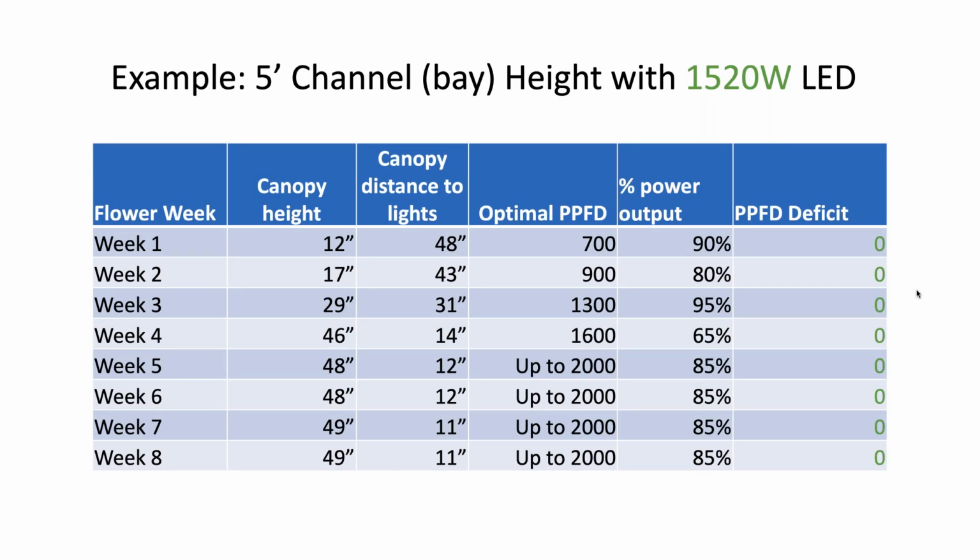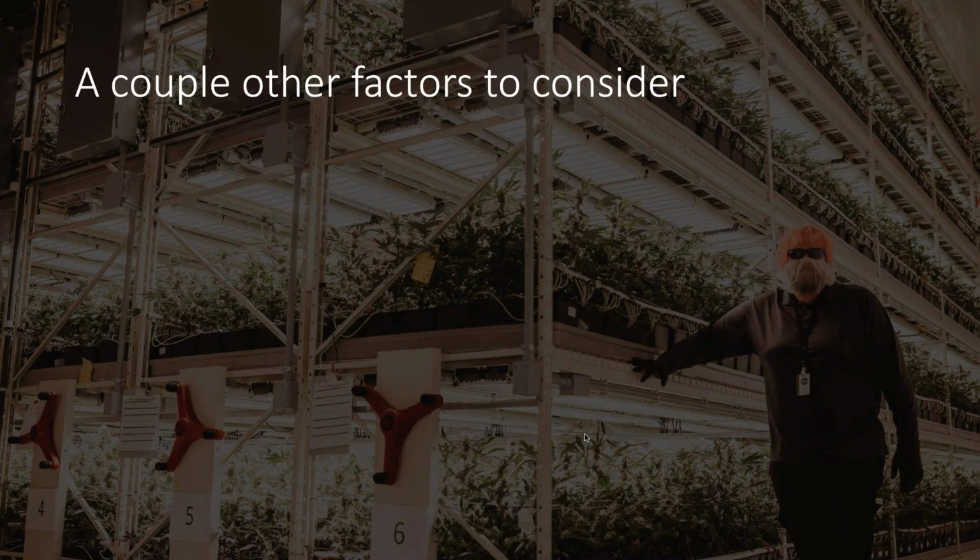So here's this example again. I just redid the same example, but now I added a 1520 watt LED, right? And this column now is the percentage power output for the LED. And so you see here that when the plants are far away, you're cranking up the power output of that LED. Then as the plants move closer to the light at different stages, you're varying the intensity so that you're always delivering the optimal PPFD, all the way up to this potential 2000. So you're keeping your PPFD deficit close to zero. Okay.